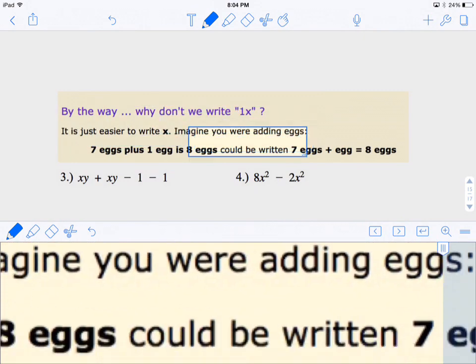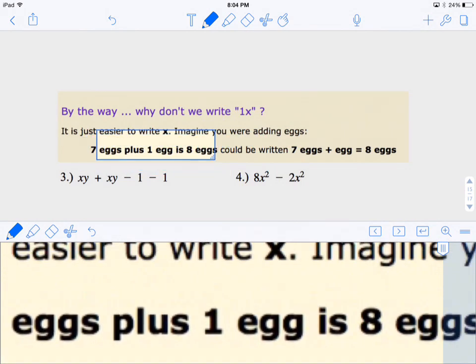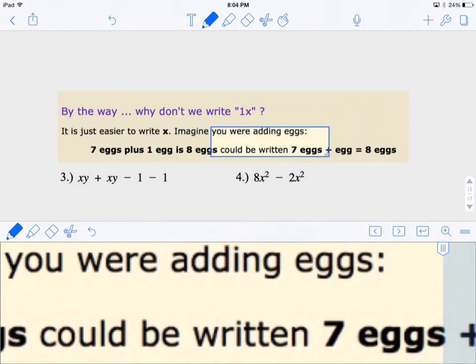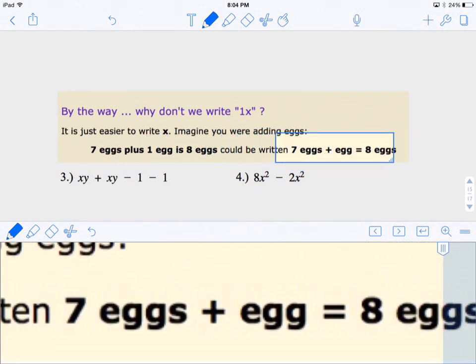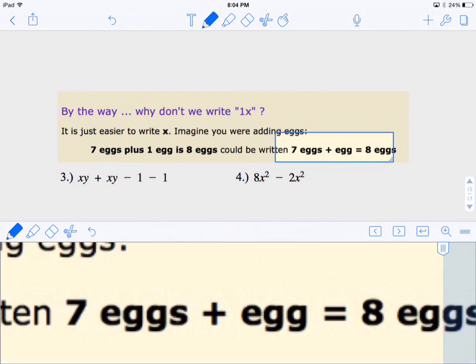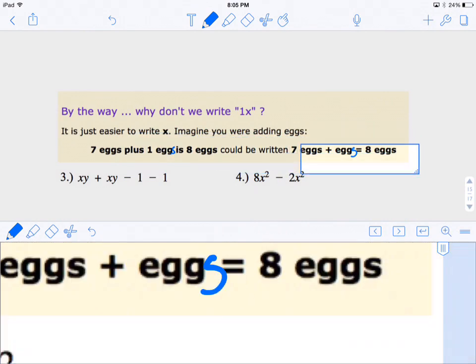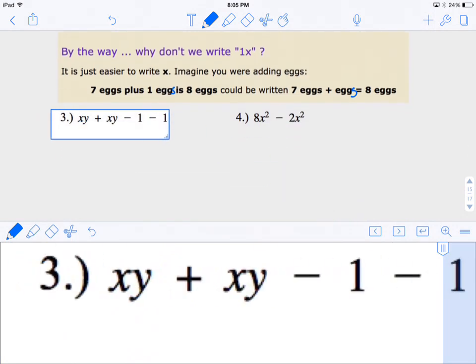So let's think about eggs. 7 eggs and 1 more egg is 8 eggs. Could be written as 7 eggs plus egg is 8 eggs. The only thing I don't like about this is this should be eggs. Okay, I'll show you why later, but hopefully that just makes a little sense to you.